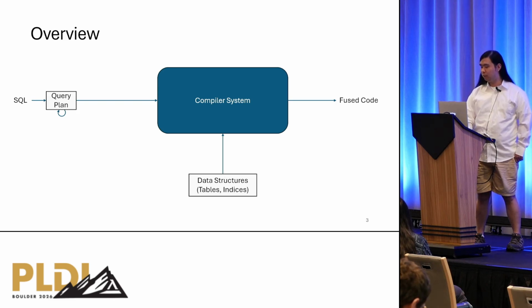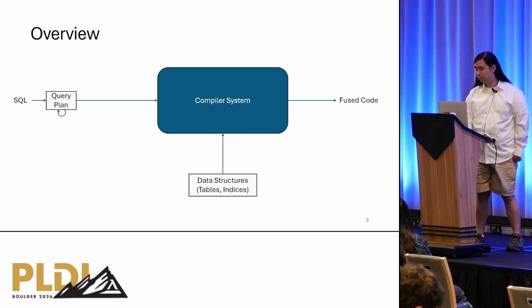The two inputs to our compiler system are a query plan and the data structures to be used, such as the storage for the data structure, data tables, and indices. We obtain the query plan from a front end, which takes in the SQL query and produces an optimized query plan. The compiler system then takes these two inputs and produces efficient fused code.